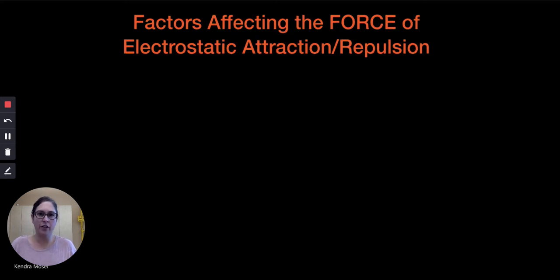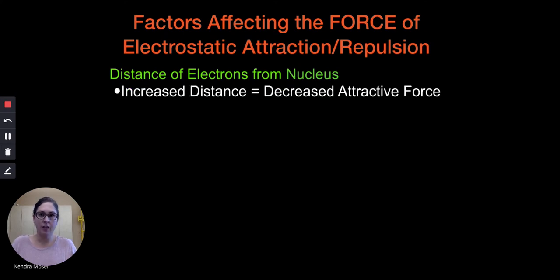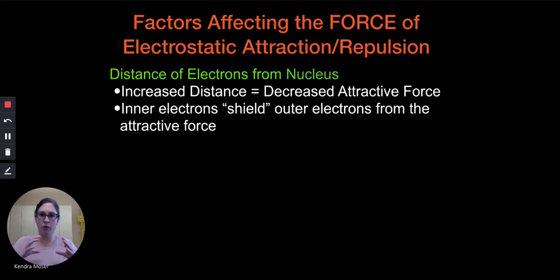So we have factors that affect the force of electrostatic attraction or repulsion. The first thing that we want to really look at is the distance that electrons are away from the nucleus. If they're further away from the nucleus, then they have less attractive force, and if they're closer to the nucleus, then they're going to have a greater attractive force to that nucleus. And so as we move away, we're decreasing that force of attraction. It's harder for that nucleus to hold on to those electrons.